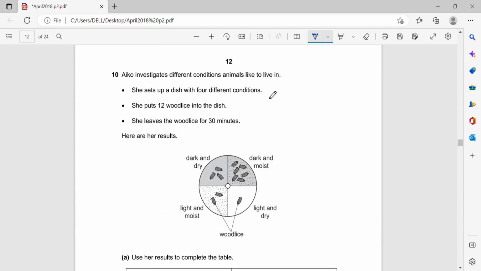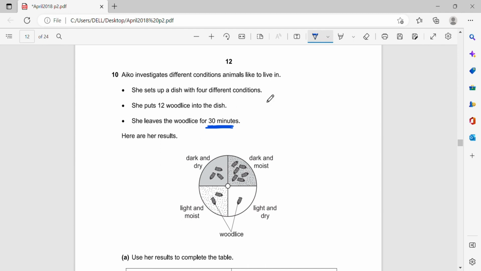Question 10. Aiko investigates different conditions animals like to live in. She sets up a dish with 4 different conditions. She puts 12 wood lice into the dish. She leaves the wood lice for 30 minutes.